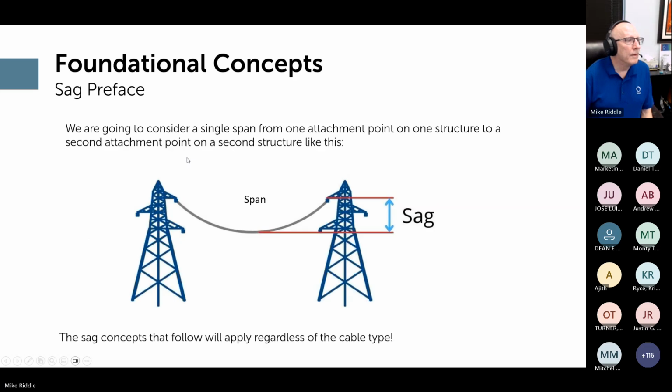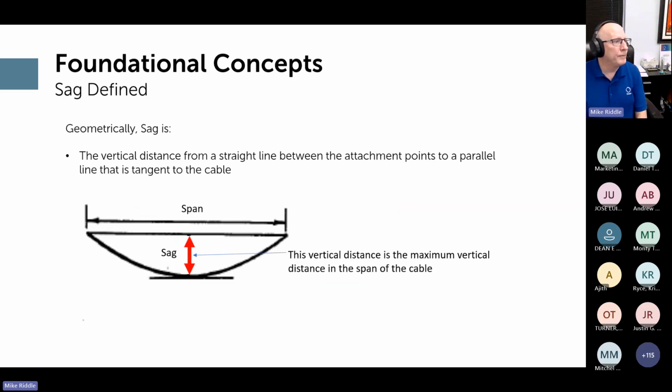Sag. So for much of this presentation, we're going to consider a single span from one attachment point on one structure to a second attachment point on a second structure like this. Fortunately, though, despite all of that variety of cables, the concepts that we're going to talk about today are going to apply regardless of the cable type. There may be some wrinkles, one cable type versus another, but you'll be able to understand what those wrinkles are and why they are there.